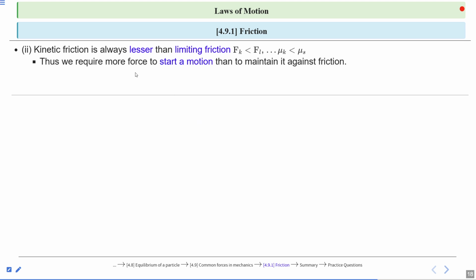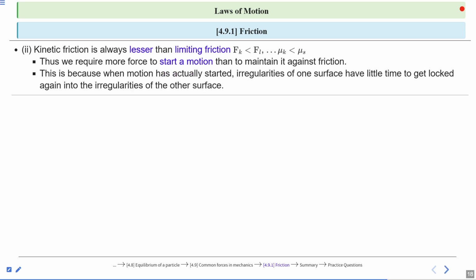Thus, we require more force to start a motion than to maintain it against friction. This is because when motion has actually started, irregularities of one surface have little time to get locked again into the irregularities of the other surface. In simple words, we can say kinetic friction is less than limiting friction.